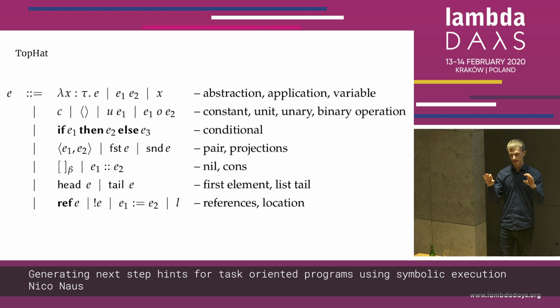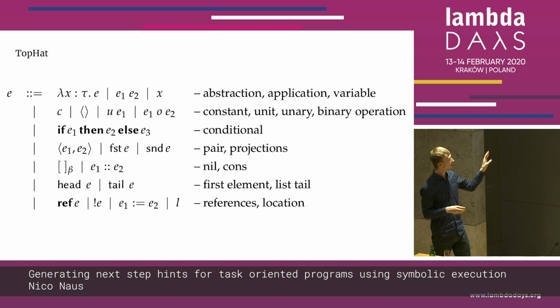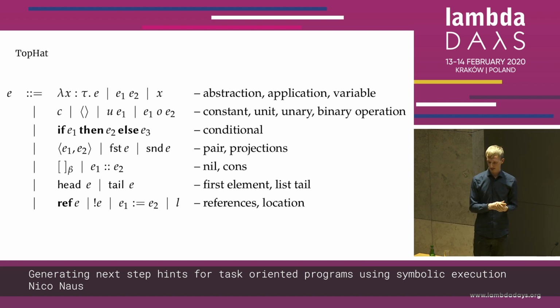has this task layer embedded into the simply typed lambda calculus. As you see behind me, this is all very standard stuff. And in the last line, you see references, and this is how we accommodate the shares in Top Hat. And then on top of that, we have the task layer.